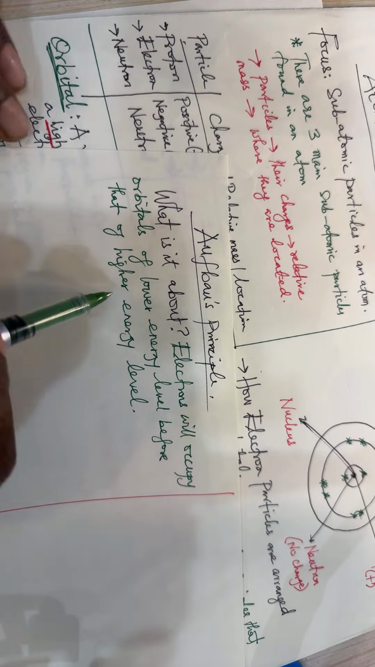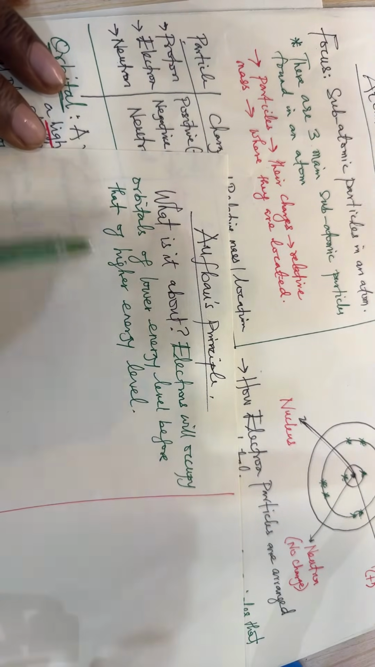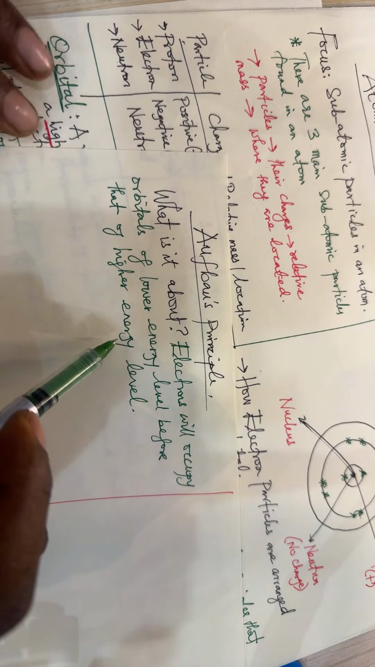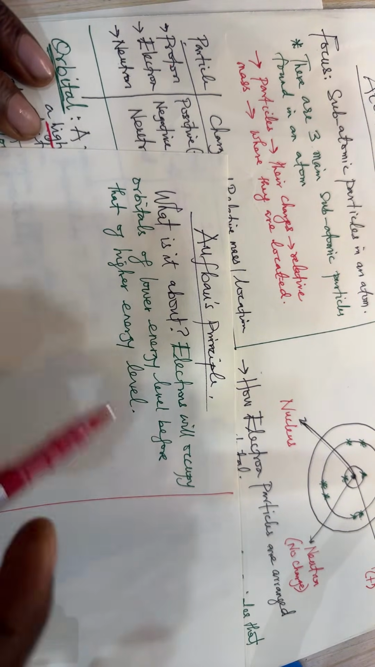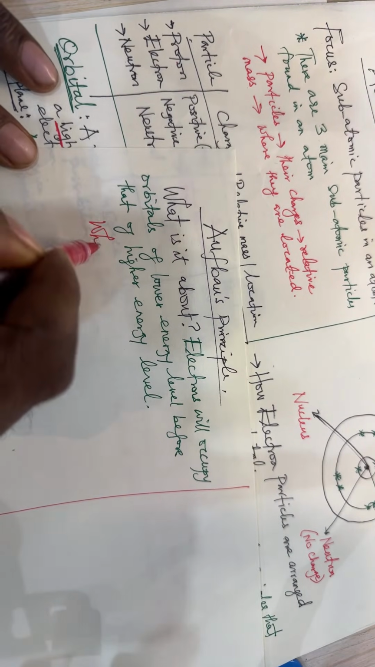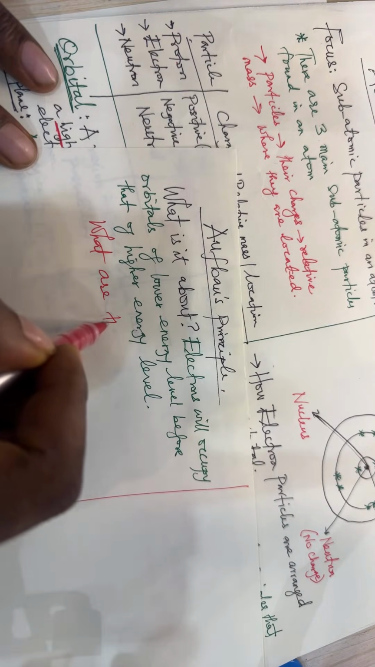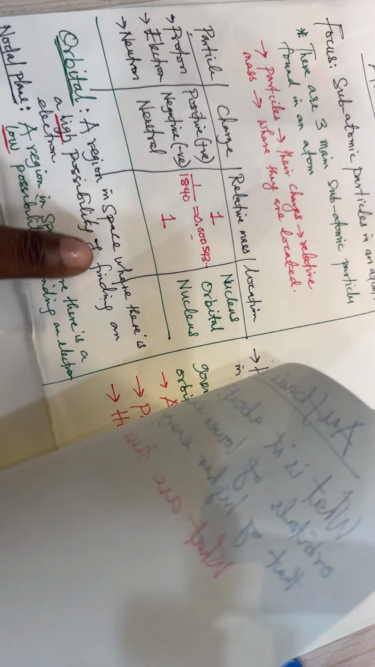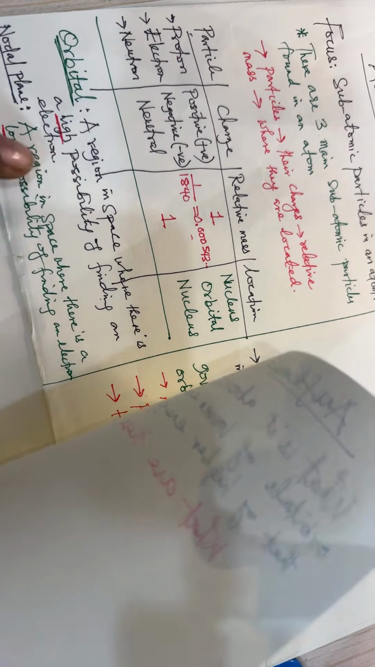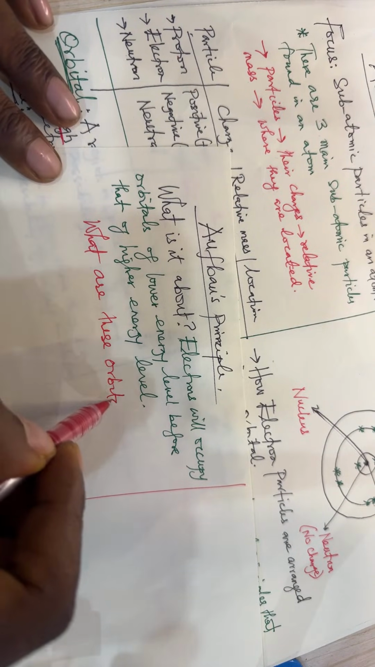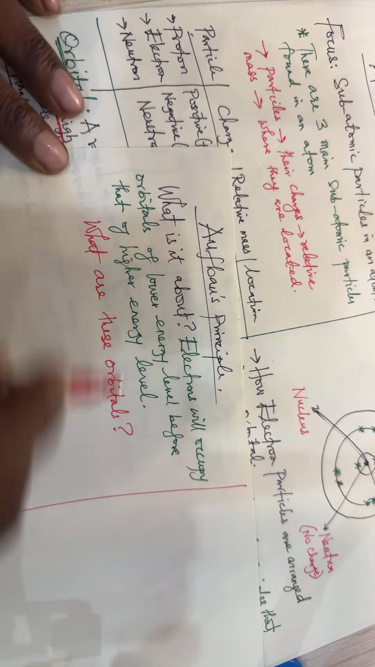All right. So the Aufbau principle says electrons will occupy orbitals of lower energy level before that of the higher energy level. What does this mean? Now, what are these orbitals we are talking about? Remember, we've defined what orbital is all about. Orbital is a region in space where there is high possibility of finding an electron. So what exactly are these orbitals?